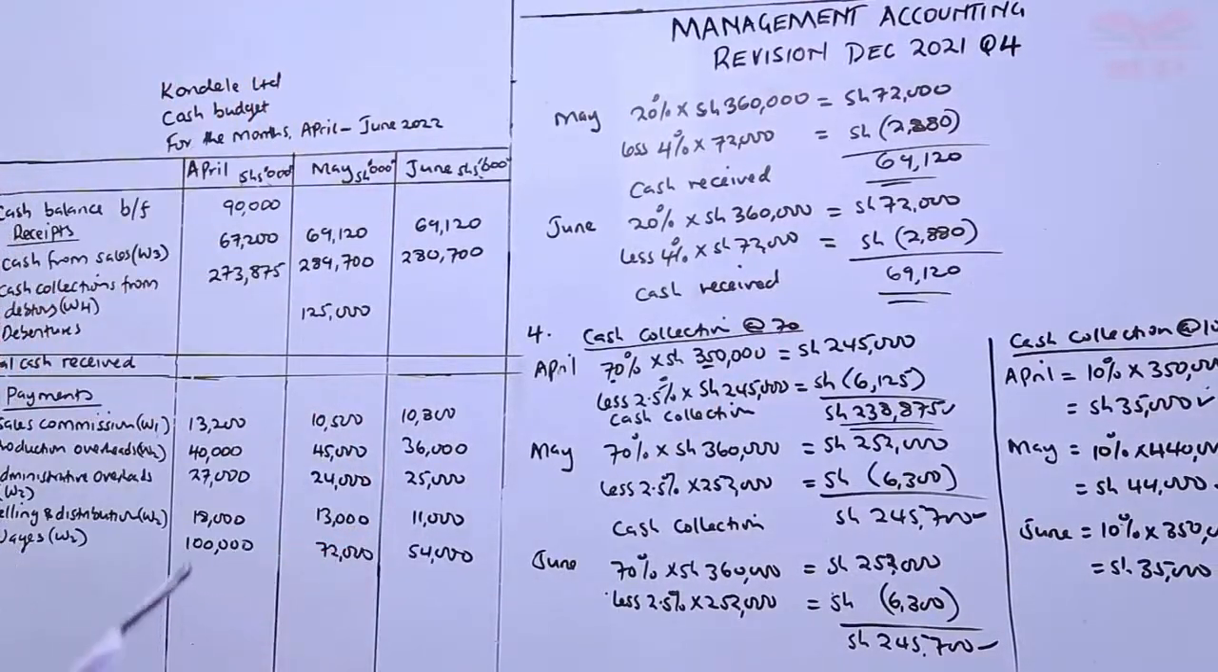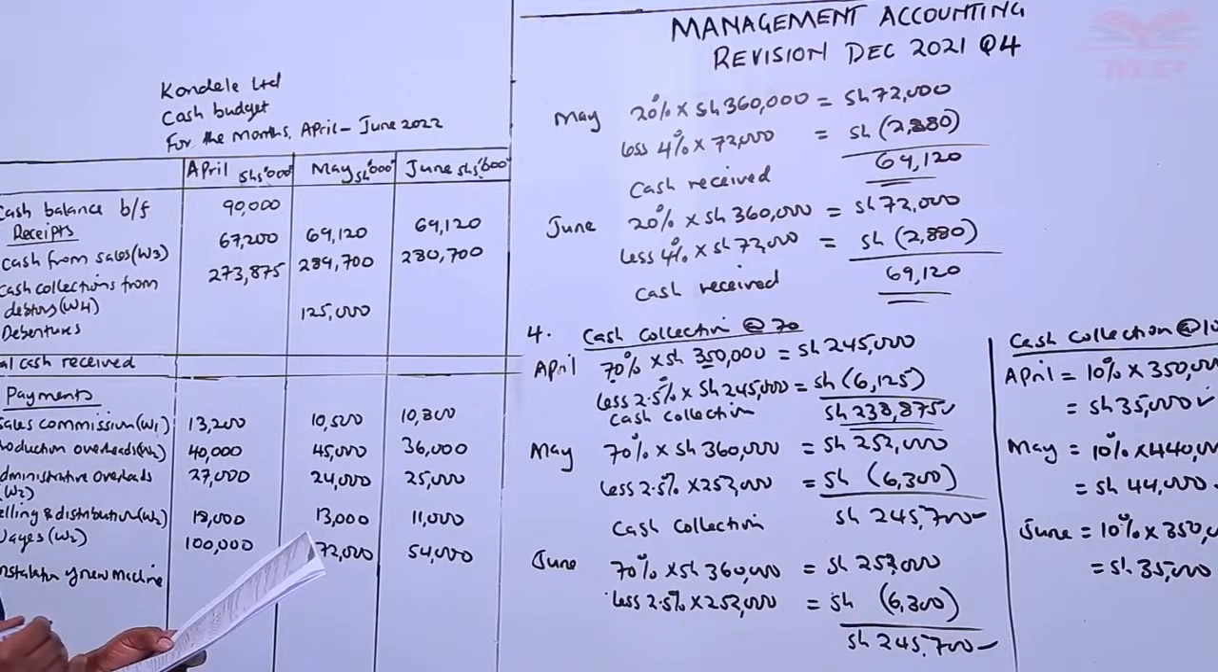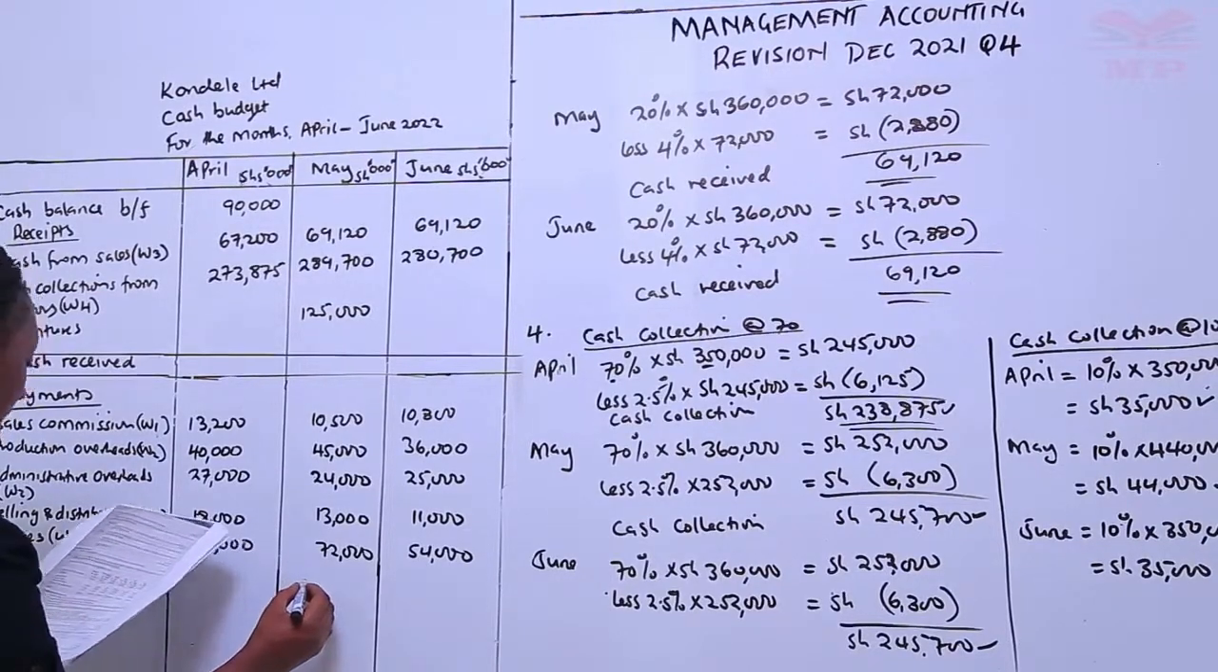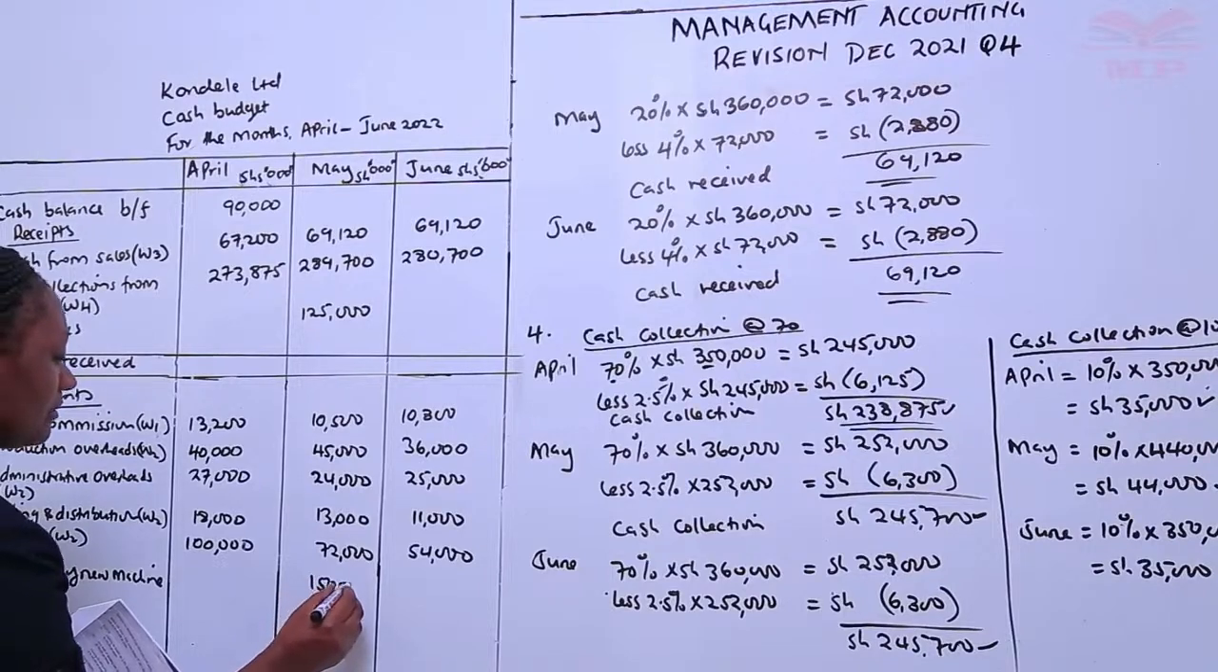So that was not number 5, not number 4. We were told that a new machine will be installed in March. So we have installation of new machine. We are told that a new machine will be installed in March 2022 at a cost of 150 million, and payment is expected in May. So we make payment in May, and that is 150 million.